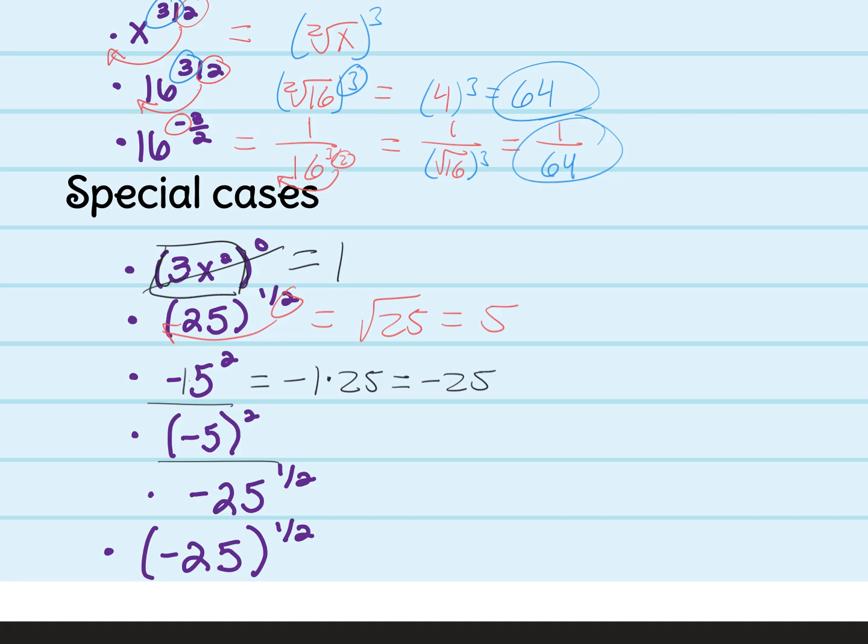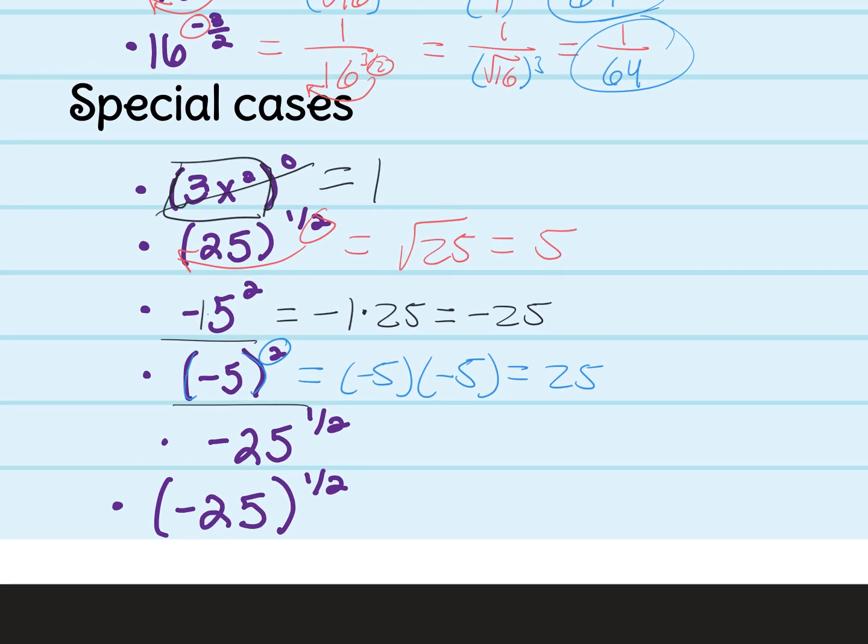And now this next example, this square is going to all of -5. So this means -5 times -5, and -5 times -5 is going to get you positive 25. All right, nice, good.